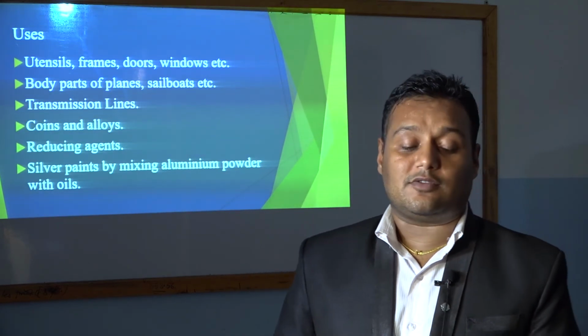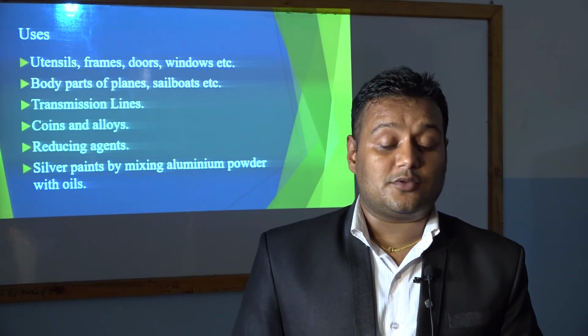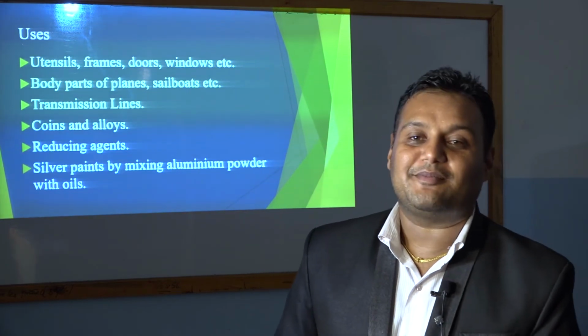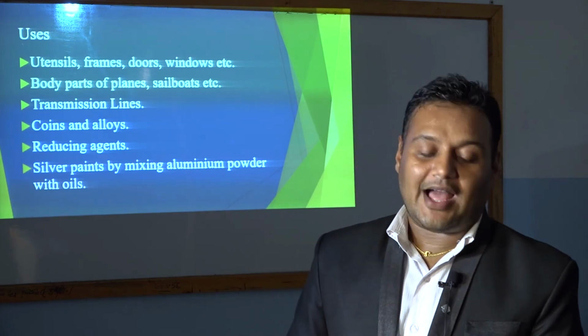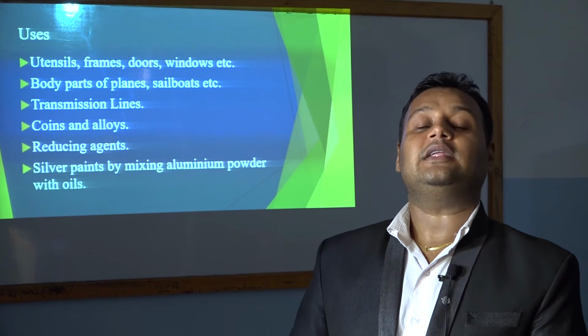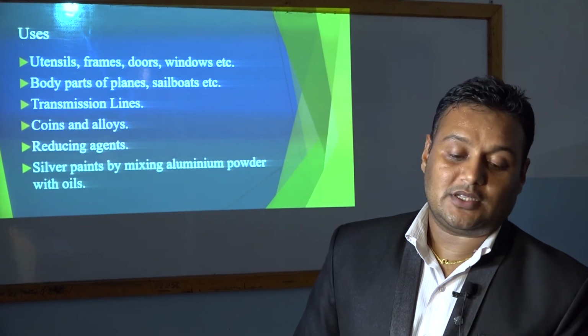So let's go to the first point. It is used to make utensils. You have seen rice cookers and different other materials which are made of aluminum. Since it is also a good conductor, we can cook food in aluminum utensils.